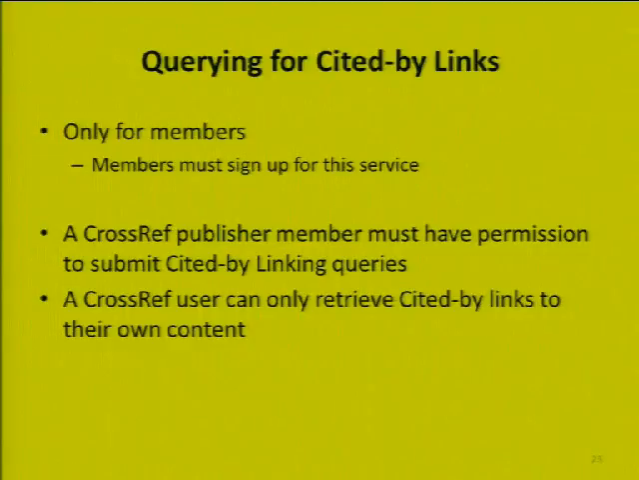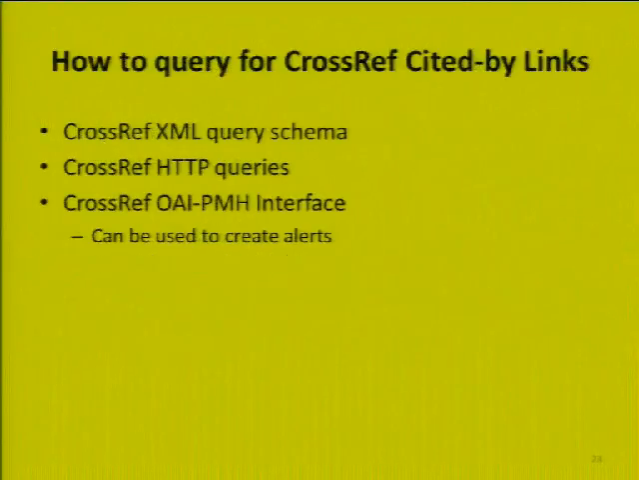Once you've deposited your references, you then want to do the exciting thing, which is find out what other references that have been deposited actually refer to your article. Only members can do this, and you need permission from CrossRef, so you need to apply for your membership to allow you to do this. And then you can only retrieve Cited-By links to your own articles. So nobody else will be able to find out who is citing your articles. You can only find out who is citing your own articles.